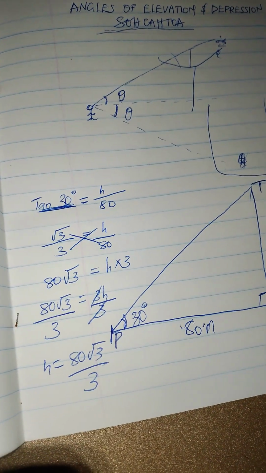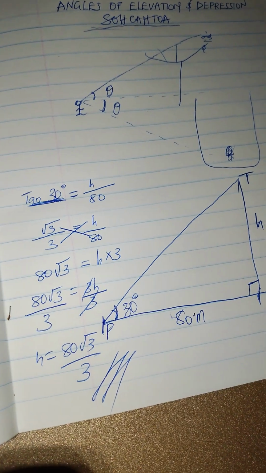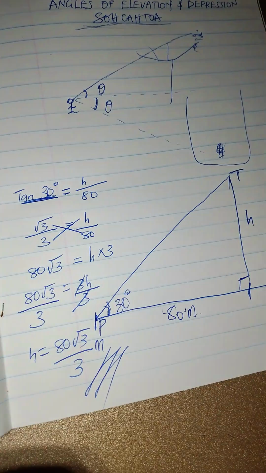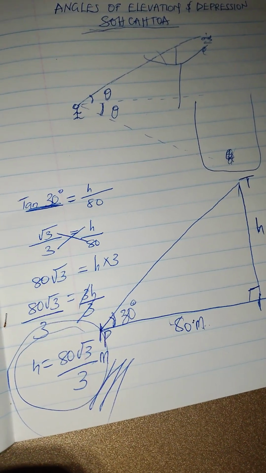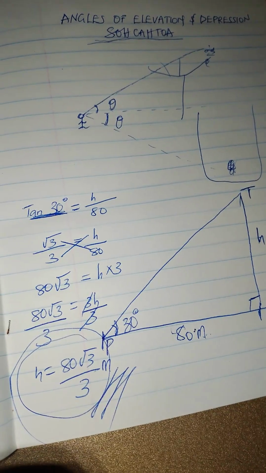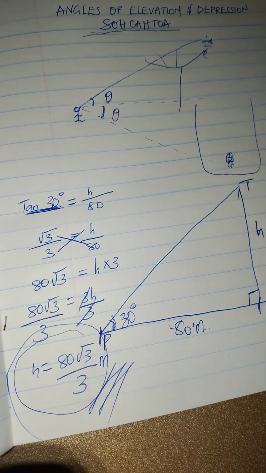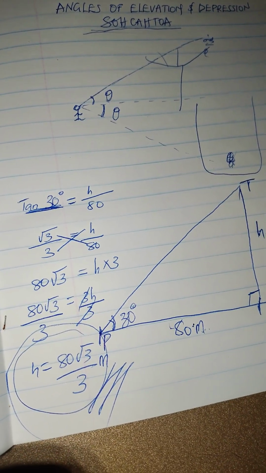Since we were asked to leave our answer in surd form, this is what I'm going to be having. And don't forget your SI unit. So since we have meters here, we're going to be having meters here. So this here is our answer, and that is it for angle of elevation and depression. Now notice this question I solved here is for angle of elevation. Maybe subsequently I will solve more questions that have to do with an angle of depression.